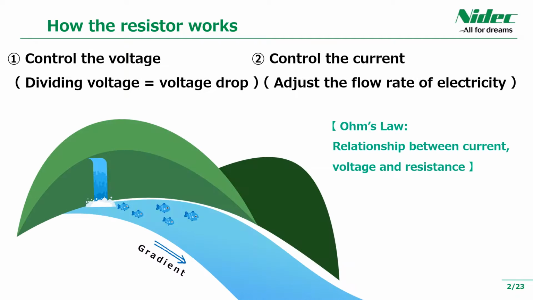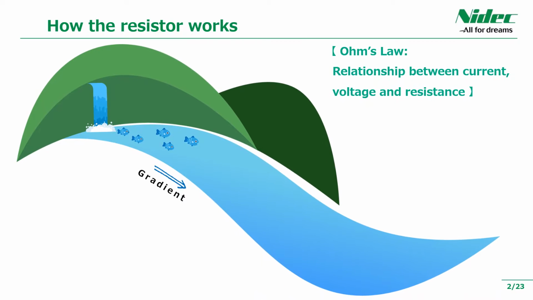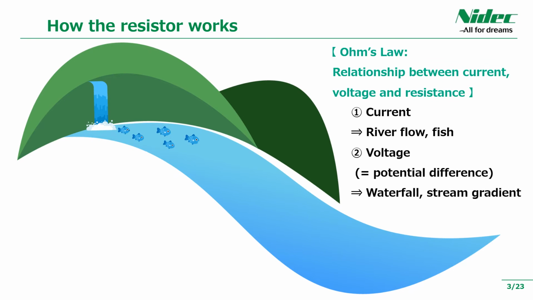Why don't we review the basics of electricity for a moment? The next slide will show you a brief explanation using how a river flows as an example. The electric current refers to the amount of electricity flowing, which is the flow of free electrons to be exact. Voltage is also known as potential difference, and when a potential difference occurs, current flows from the high potential to the low potential in an attempt to restore the equilibrium.